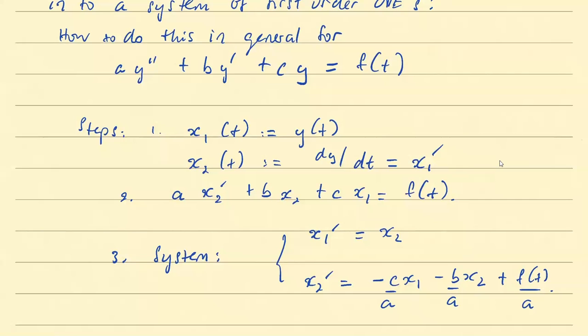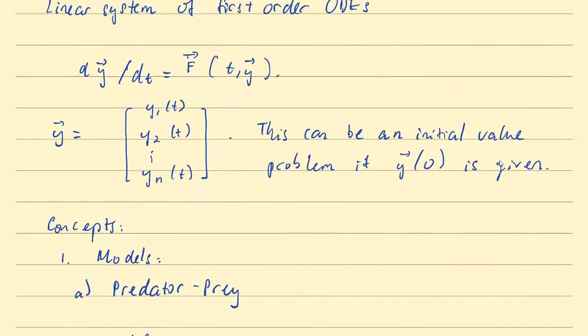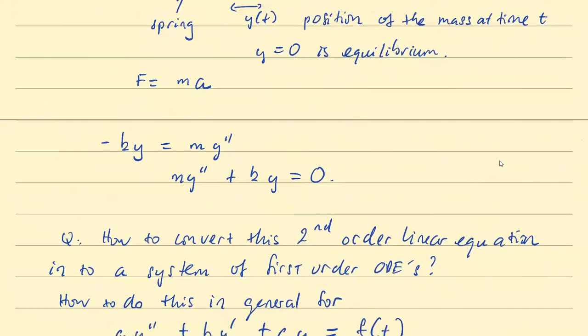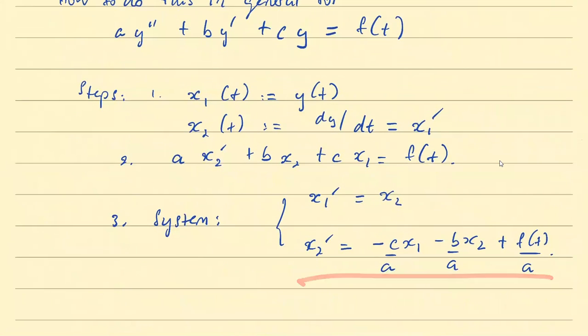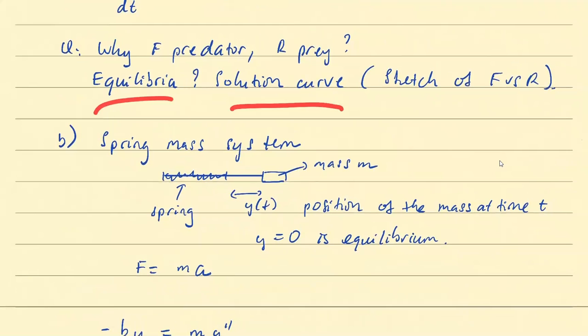Like that. And notice it is exactly the structure of a vector derivative equal to a function of that vector. So that's the conversion. You can convert any high order equation into a system with this approach. So now we'll go into more details into equilibrium, solution curve, sketch, that kind of thing. But any question before we continue?